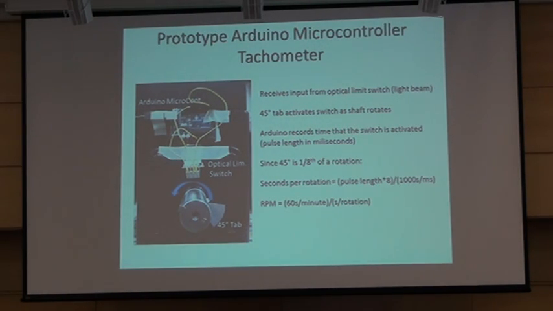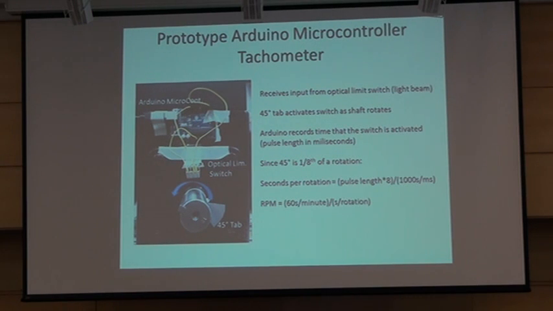So to read the cycle rate of the machine, we programmed an Arduino microcontroller. The Arduino is programmed to read a pulse with a 45-degree tab. This is the front of the gearbox here. This is the output shaft. There's a tab that's exactly 45 degrees connected to it. The tab passes through this optical limit switch here, which creates a pulse width. And depending on the speed of the output shaft, you read the pulse width here in milliseconds.